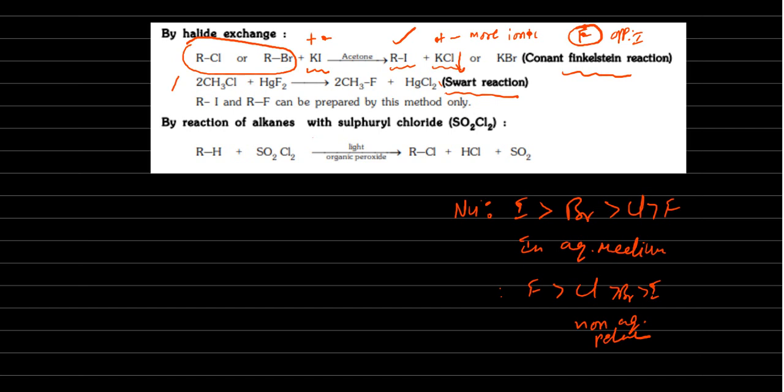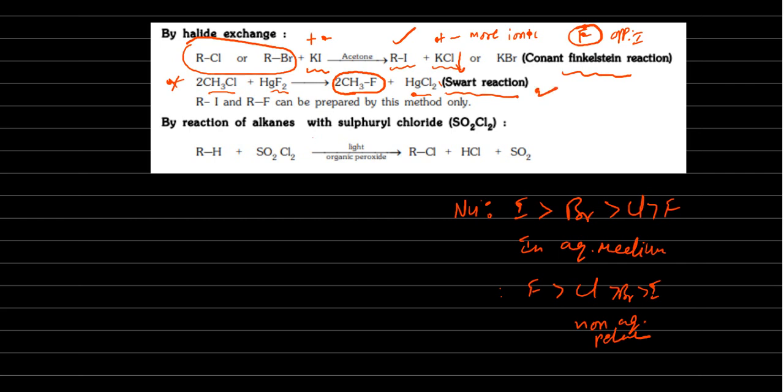The next important reaction here is the Swarts reaction. For the Swarts reaction, we take heavy metal fluorides plus alkyl halide. Alkyl halide here means alkyl chloride or bromide. While reacting with heavy metal fluoride, fluorine exchanges the chlorine, forming alkyl fluoride, with HgCl2 as the by-product. This is the Swarts reaction.